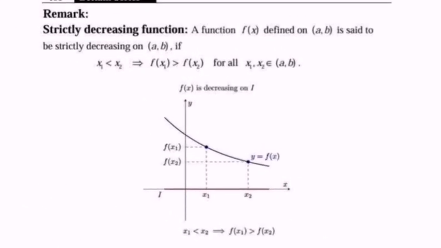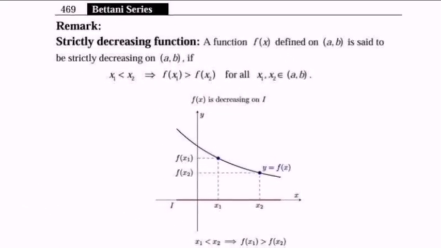Now, strictly decreasing function. A function f of x defined on the open interval AB is said to be strictly decreasing on AB if x1 strictly less than x2 implies f of x1 strictly greater than f of x2 for all x1, x2 belonging to the open interval AB.